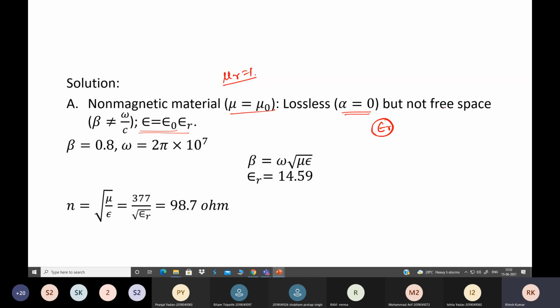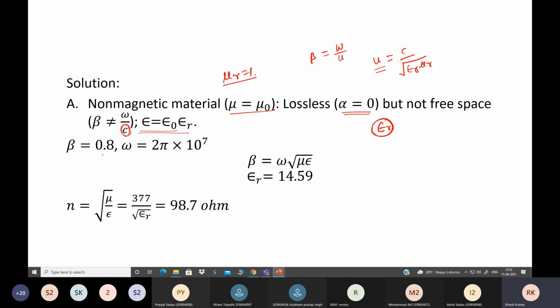Now suppose free space is given. In this situation we can write beta is equal to omega by c, where c is the velocity of light. But for other types of medium, we will write beta is equal to omega by u, the phase velocity. What is the relation between phase velocity and the speed of light? u is equal to c divided by square root of epsilon r into mu r.